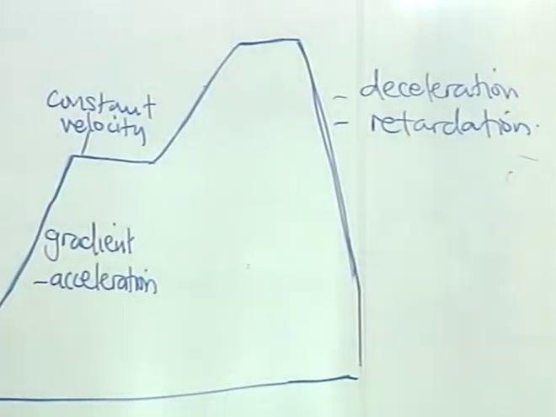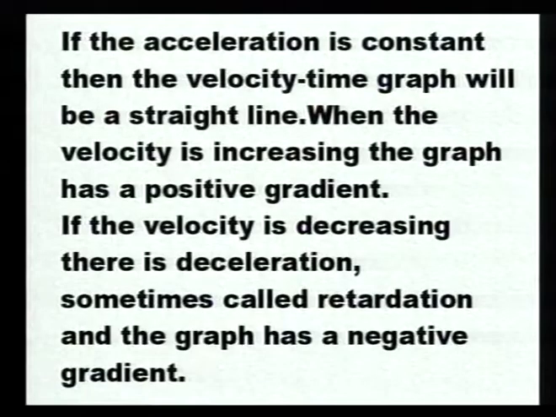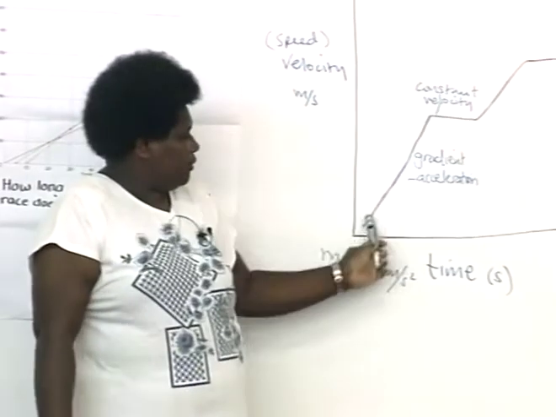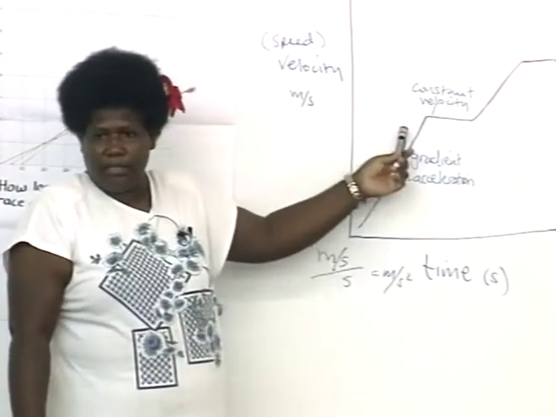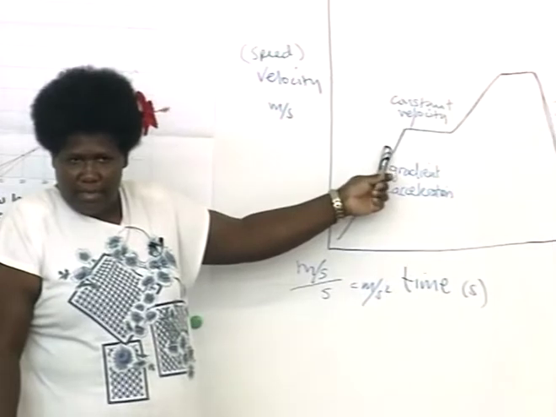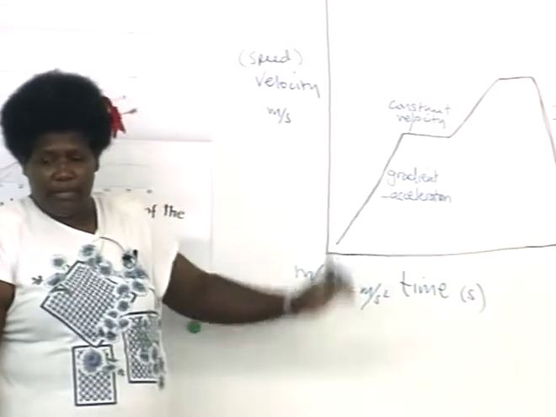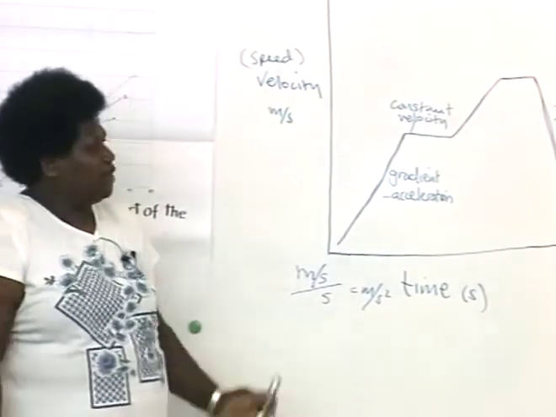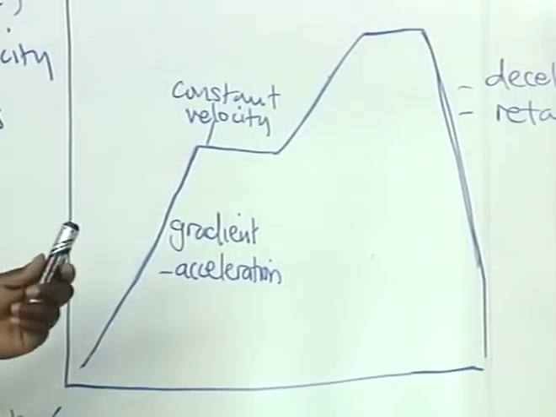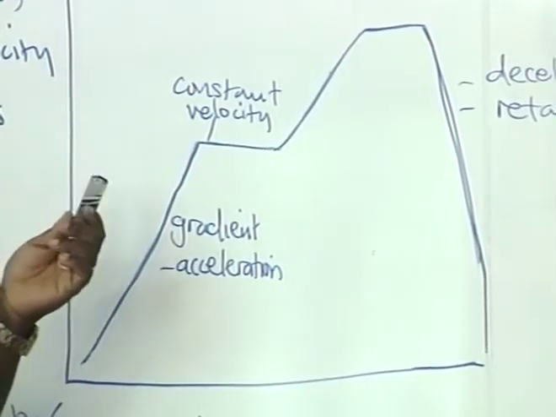Okay, I've just got a few more notes there. If the acceleration is constant, then the velocity time graph will be a straight line. Like in this case, the acceleration from here to here will be constant. It will be the same. Then it's a straight line. If acceleration is not constant, then it means you're actually going to have a curve, which we will not look at this year. You will look at that next year.